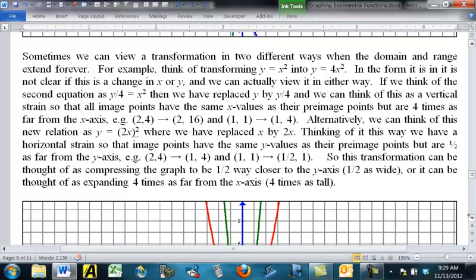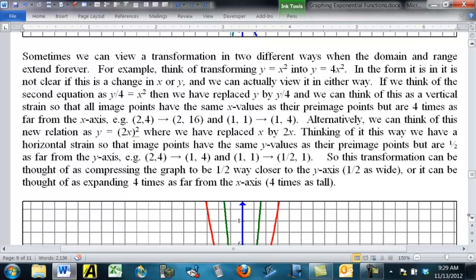So for example, (2, 4) is on y equals x squared, then (2, 16) is on the new one. So we multiplied the y by 4. (1, 1) is on y equals x squared. It's going to now go to (1, 4). But there's another way we can do this. And instead of thinking of it as y over 4 equals x squared, we can think of it as y equals (2x) squared. So now you can think of it as replacing x by 2x.